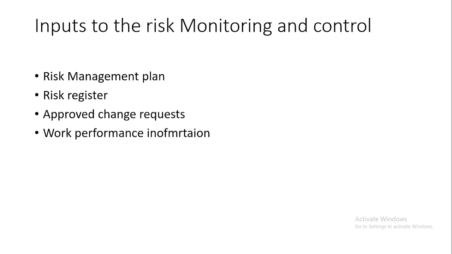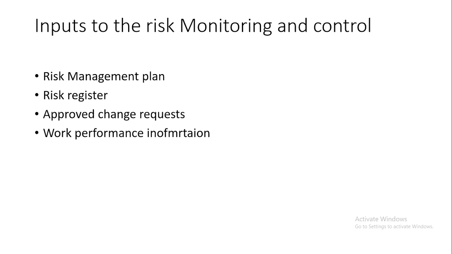Inputs to the risk monitoring and control are: one thing you need when you're doing your risk monitoring and control. You need the risk management plan, the risk register, the approved change requests, and work performance information. The risk management plan informs the risks that were identified in the plan and the action plans. The risk register is the same thing. Approved change requests, any change requests in terms of risk management strategies. All this can inform you of the risk monitoring and controlling, and any work performance information or project status reports. This helps you in your risk monitoring.